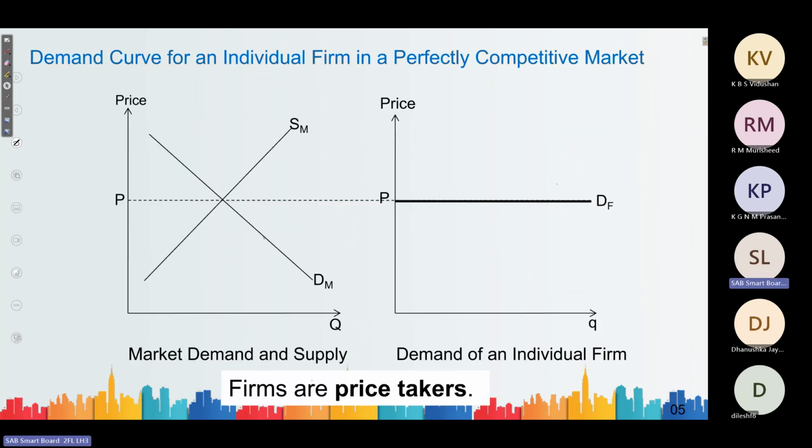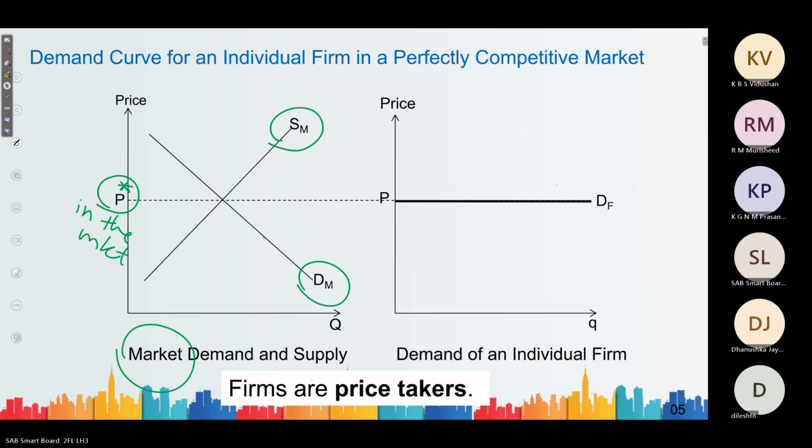Okay, this is how the price is determined in the market. This is the market. We have market demand, we have market supply. When market demand and market supply forces are intersecting, that is where the equilibrium price is determined. This is the equilibrium price in the market.